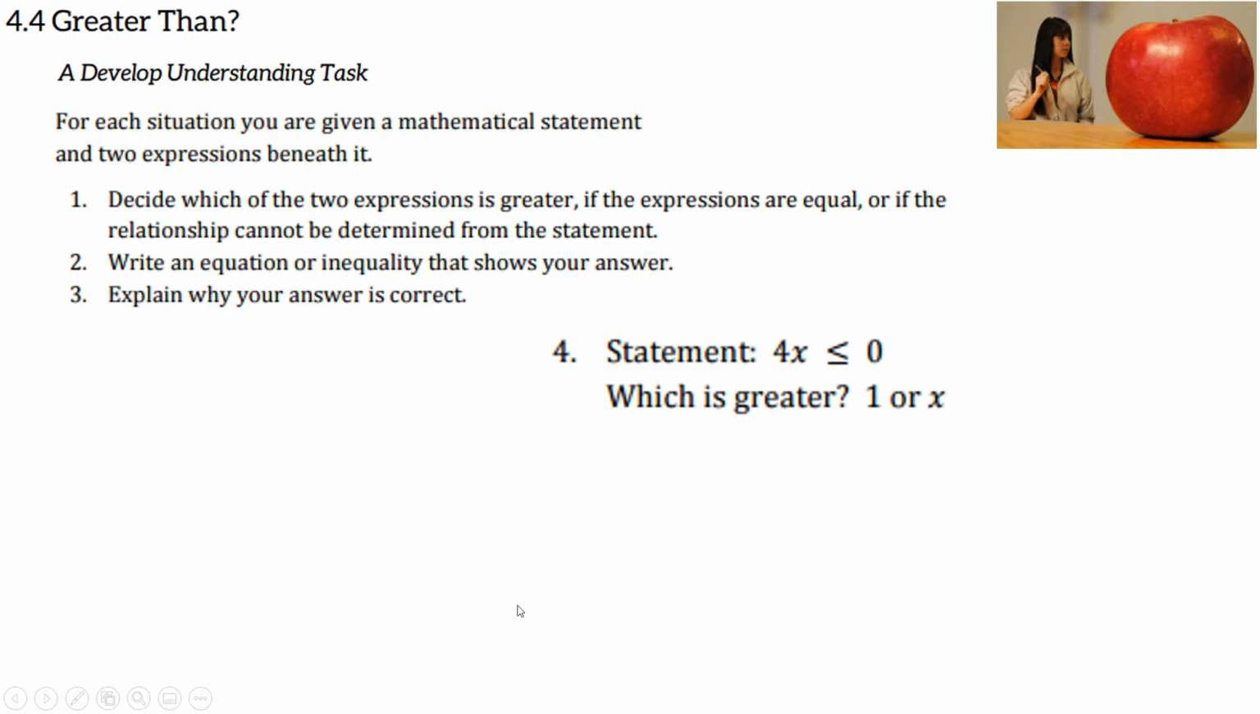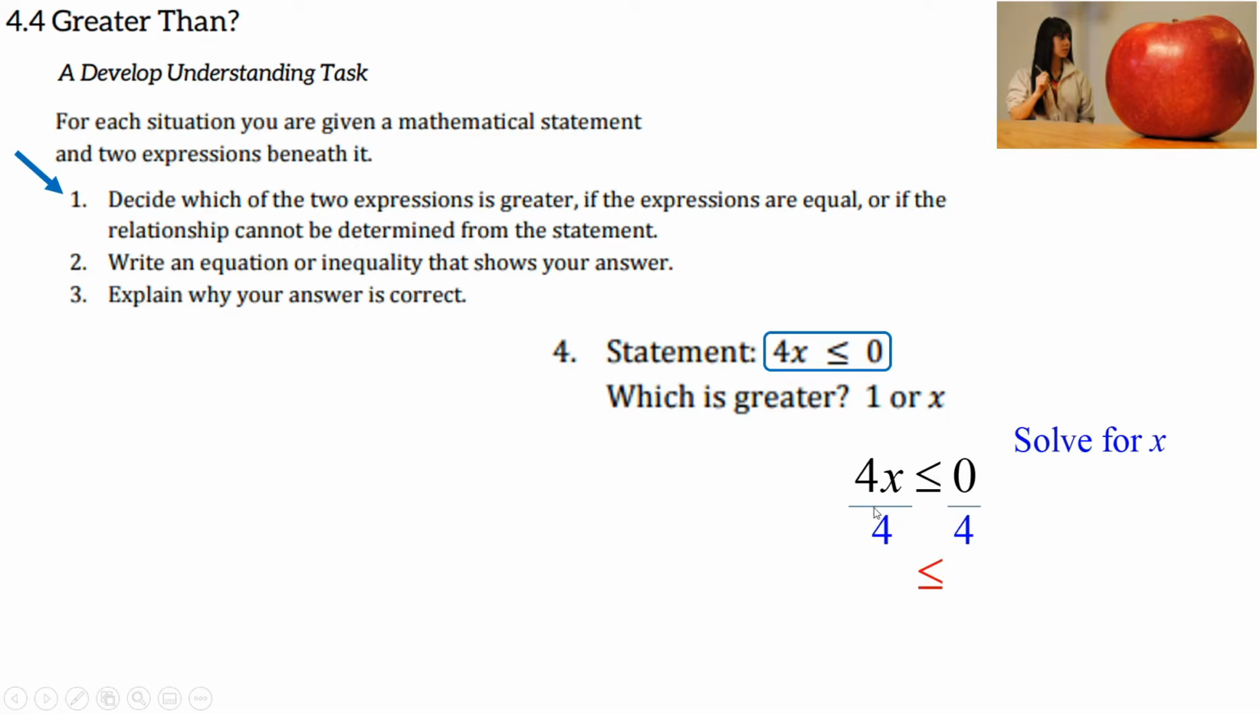Number 4. Another inequality. Awesome. Well, this is great. I like these. So let's go ahead and solve the inequality for x. And this is less than or equal to. Very cool. So 4x is less than or equal to 0. So we need to isolate this x right here. So let's divide both sides by 4. Okay, bring down the inequality, less than or equal to.